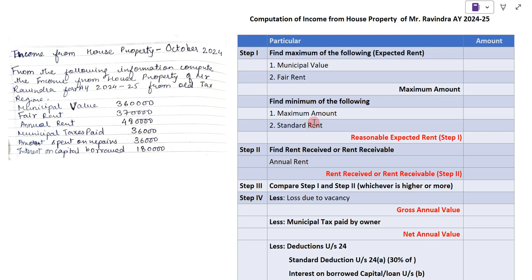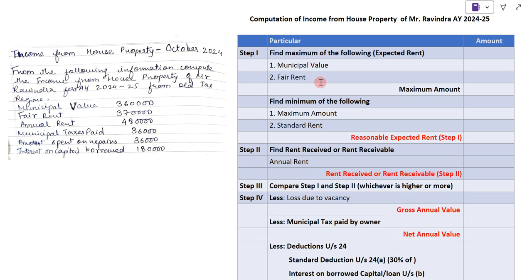Now to compute the income from house property, there are total 4 steps. According to these steps, we will compute the income from house property. In the first step, we have to find the expected rent. To find the expected rent, we have to find the maximum of the following.